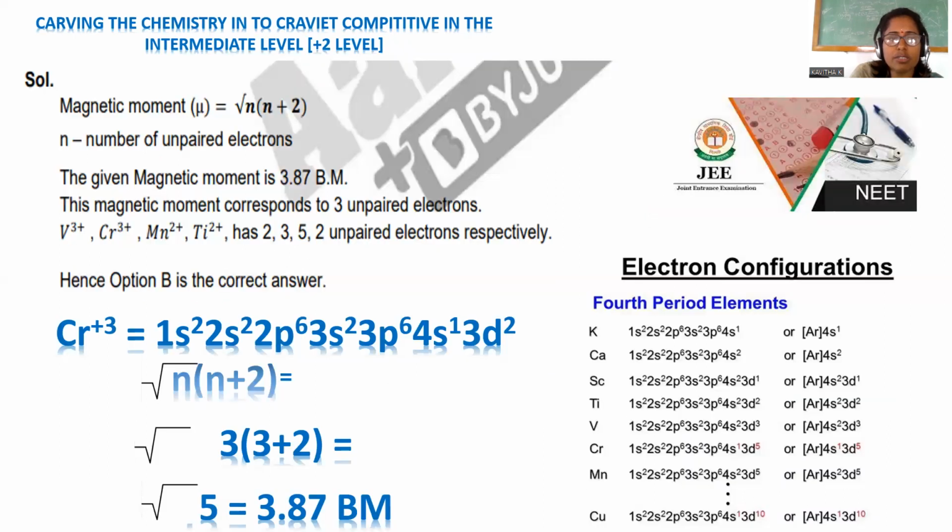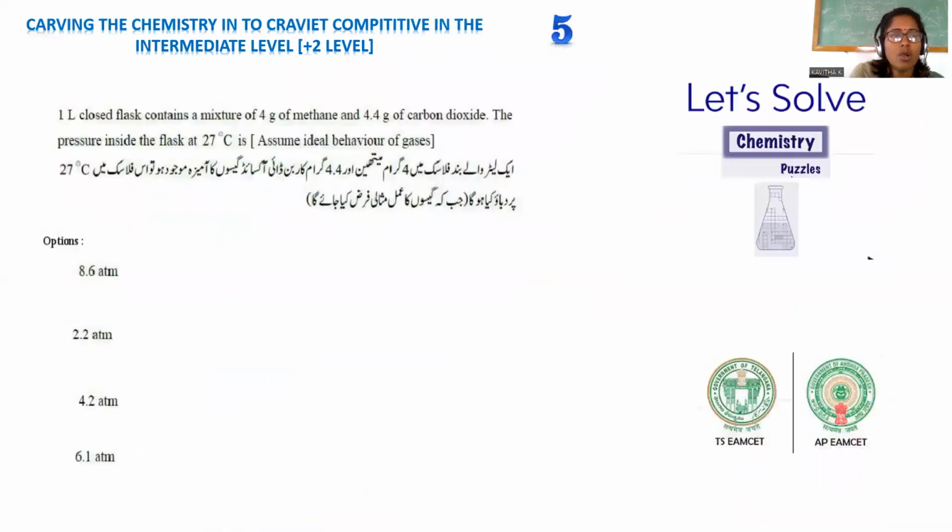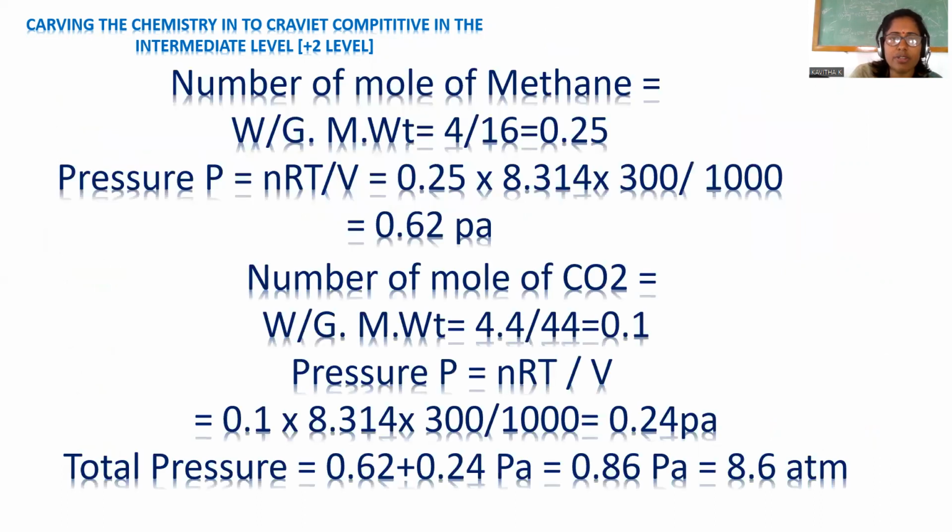Let's move on to question number 5. A 1 liter closed flask contains a mixture of 4 grams of methane and 4.4 grams of carbon dioxide. The temperature inside the flask is 27 degrees centigrade. We have to calculate the total pressure present in that. The options provided are 8.6 atmospheres, 2.2 atmospheres, 4.2 and 6.1. Among all, which is the right answer, we have to predict.